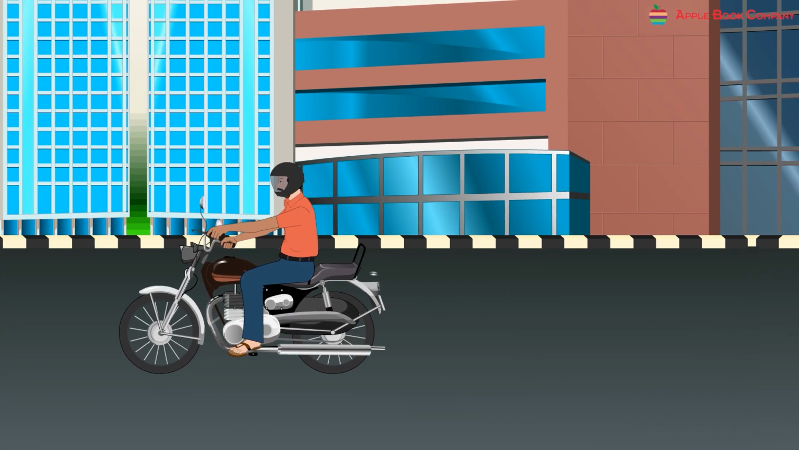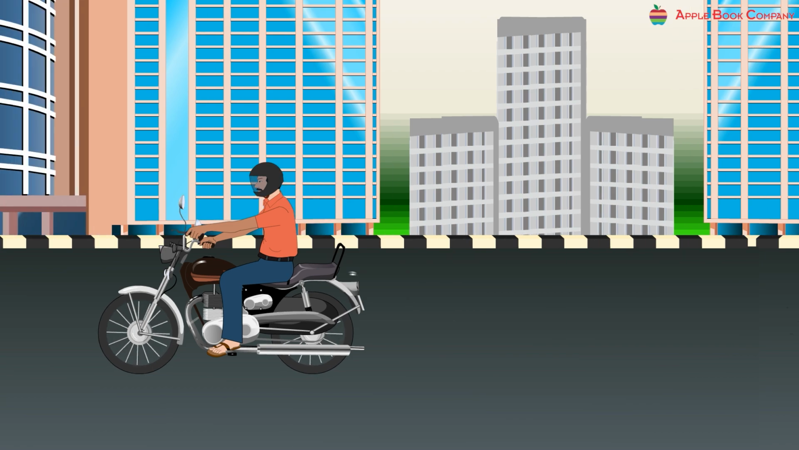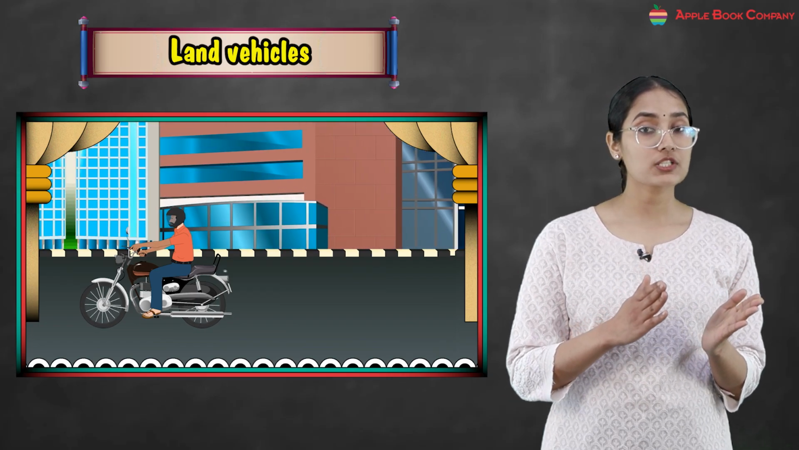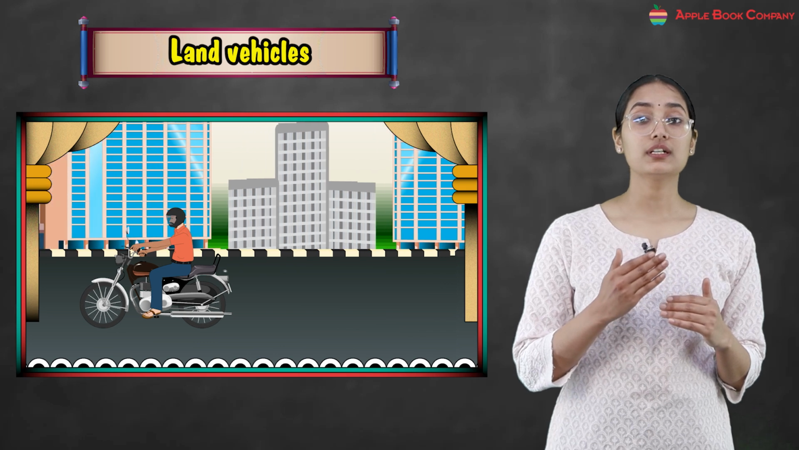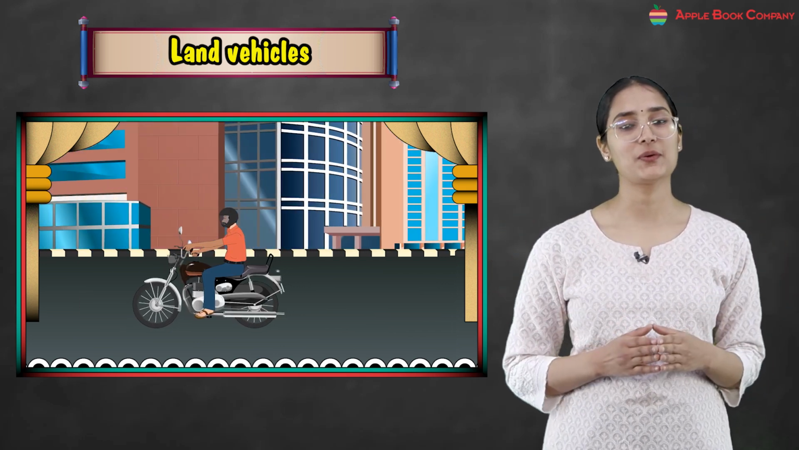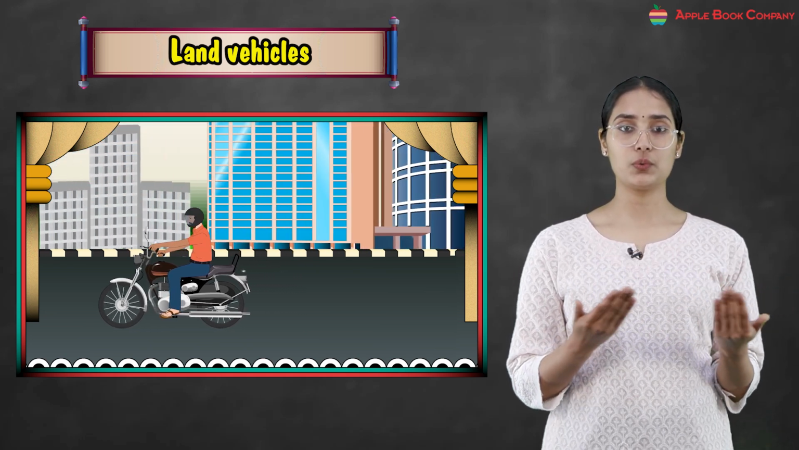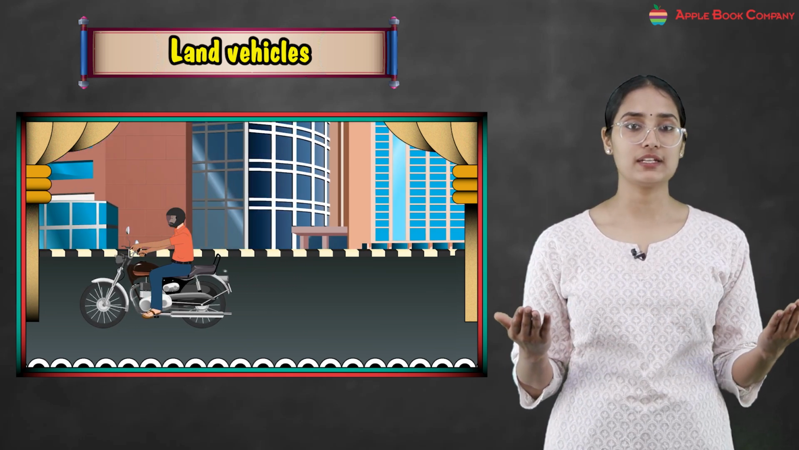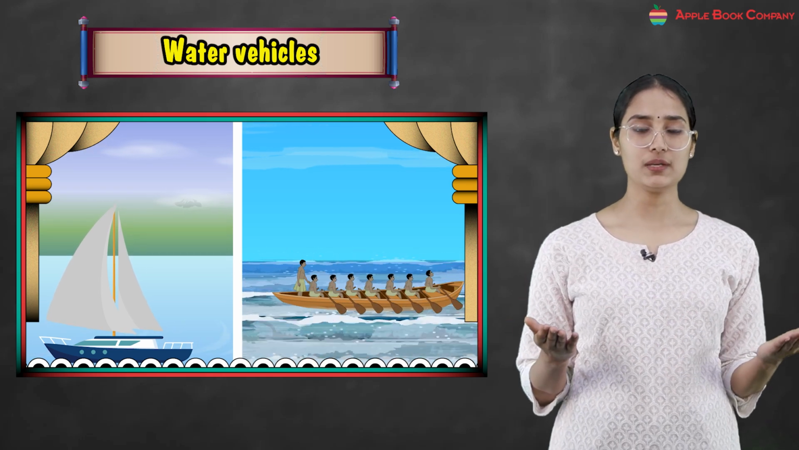Then we have motorbike. A motorbike is fast and has 2 wheels, right? Motorbike has also 2 wheels, but it runs through the engine, right? And that is why it is fast, okay? So these were the vehicles of the road, right? On the land. Now there are different vehicles for water, okay?